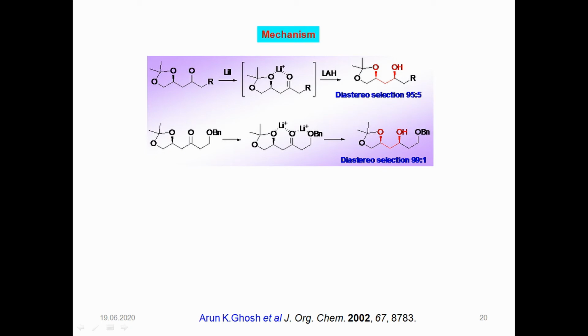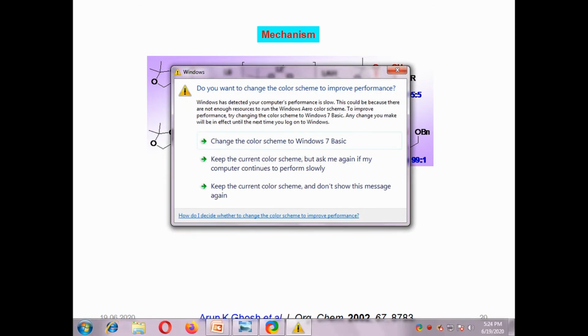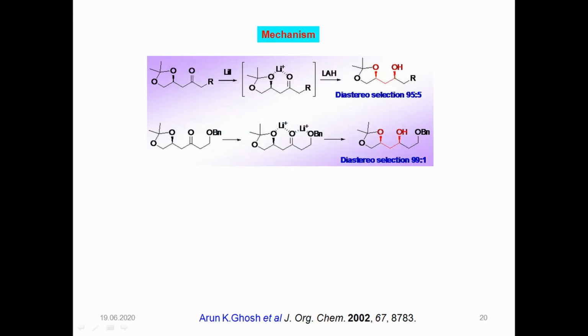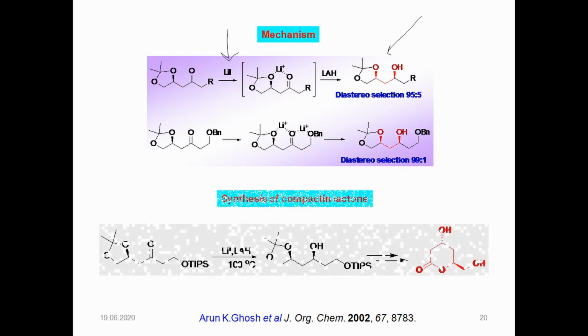This methodology, used with lithium iodide and LAH, was developed by Arun Ghosh. If you treat this beta alkoxy carbonyl compound with lithium iodide followed by LAH, you are getting the 1,3 syn compound as the major product. First lithium iodide chelation takes place, then hydride ion delivery from the bottom face results in the 1,3 syn compound as the major product. This methodology was used in the synthesis of this molecule, this lactone.